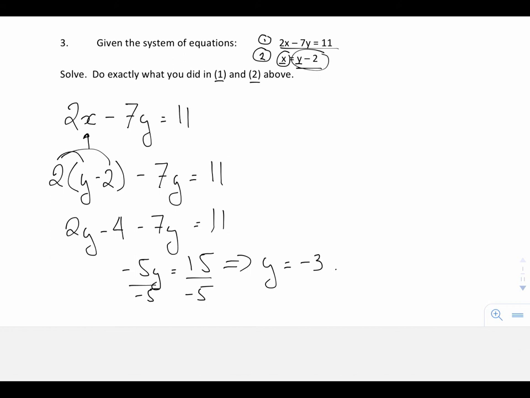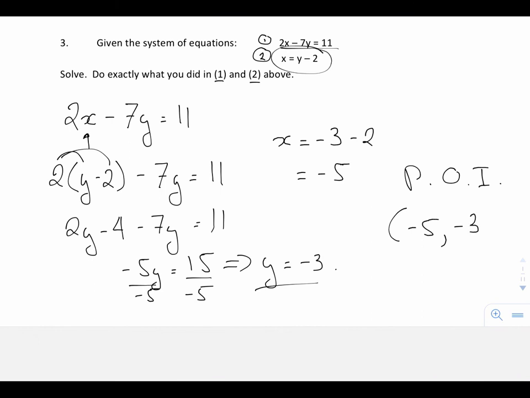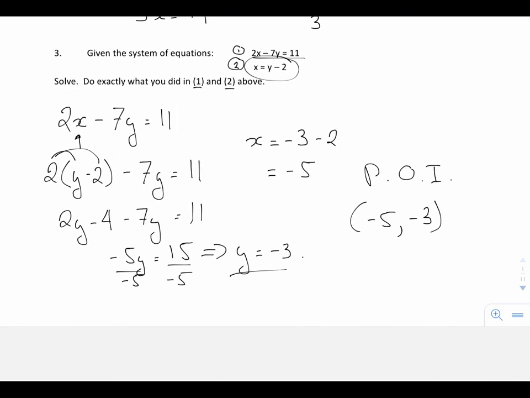So y is equal to negative 3. Well, what's x equal to? Very simple. Take that negative 3, substitute it into equation number 2, and I'll have x equals negative 3 minus 2, which gives me negative 5. So my point of intersection is negative 5, comma, negative 3. So it's the same process we carried out in the previous two examples, except that this time my expression for the variable x is in terms of a binomial. This is known as the method of substitution.